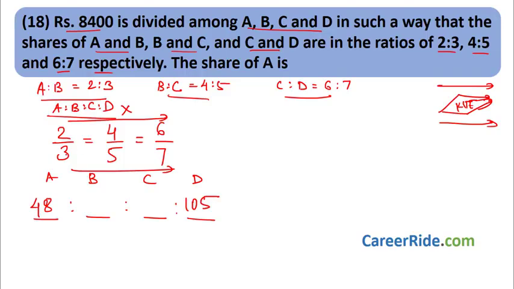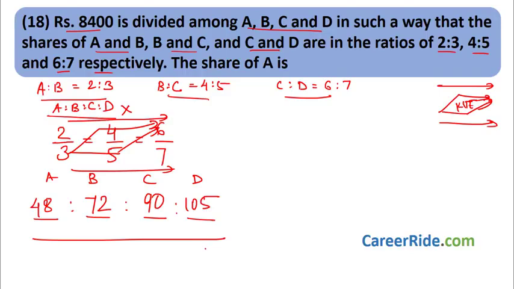How to get the second value? Start with second, go like this and take this, 3 4s are 12, 12 6s are 72. How to get the third value? Simply go straight, then go up, 3 5s are 15, 15 6s are 90. So this is A is to B is to C is to D.